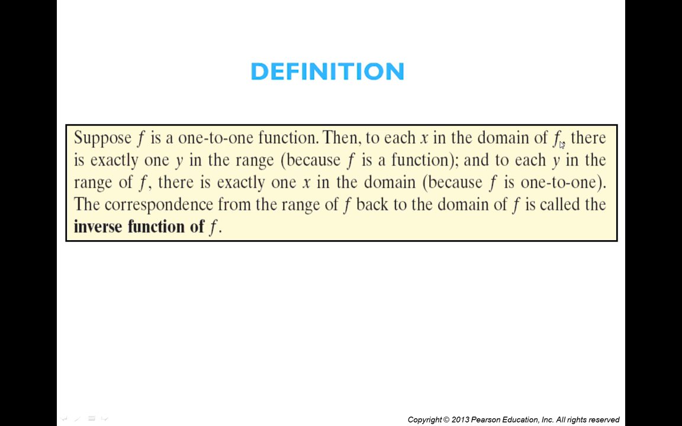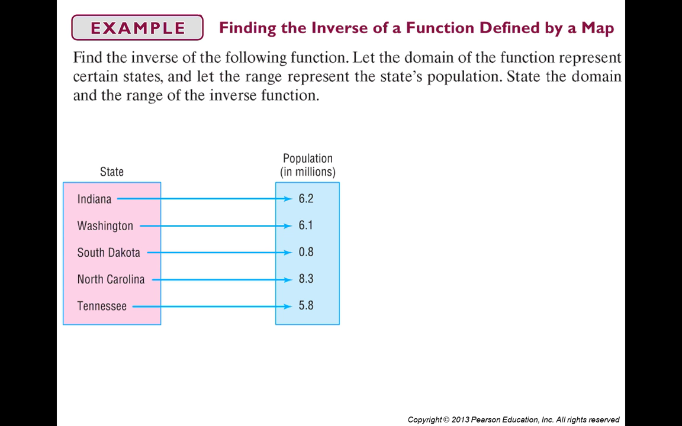Then to each x in the domain of f, there is exactly one y in the range, because f is a function. And to each y in the range, there is exactly one x. So the correspondence from the range of f back to the domain is called the inverse function of f. An inverse function takes your y value and traces it back to your x value. It takes your output and traces it back. So it is, in fact, the opposite of whatever your original function is. So when you have input and output, to find the inverse, you just switch them.